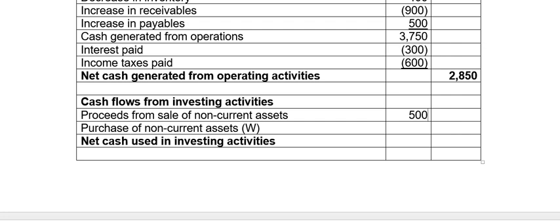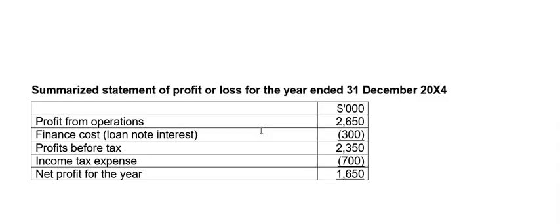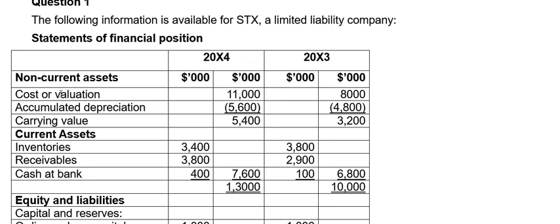Purchase of non-current assets. You see, we have to come up with a working for this. We have to find out how much was paid out to add on more non-current assets. Let's try to find out this. So you'll use the information about non-current assets in the statement of financial position. You have the cost or valuation. At the start there was 8,000 cost. Then at the end we see 11,000.